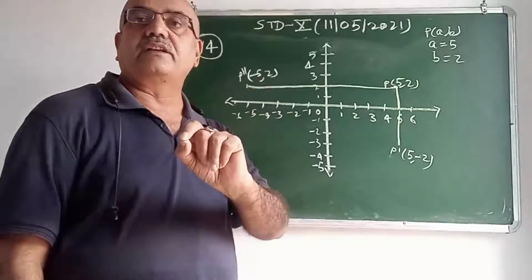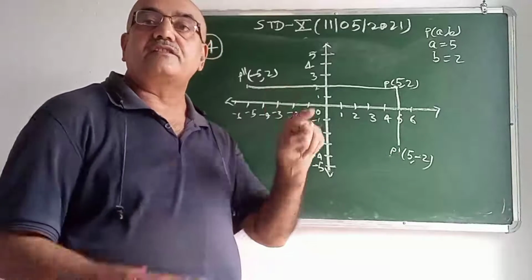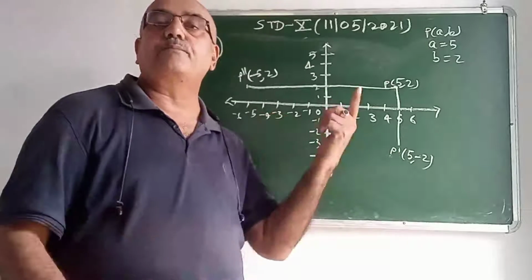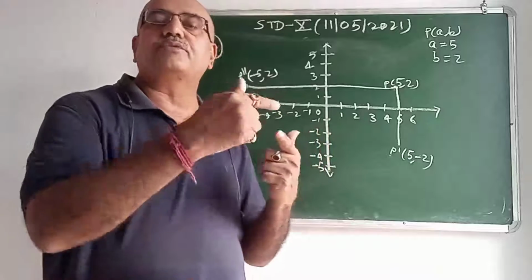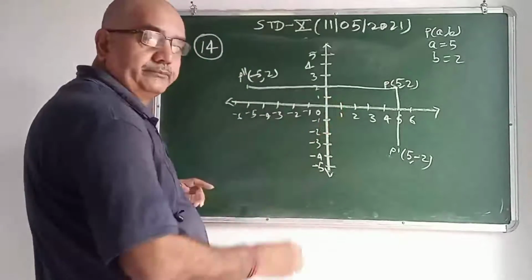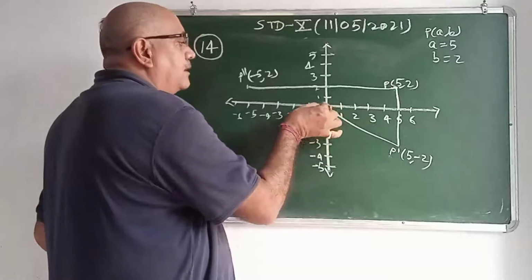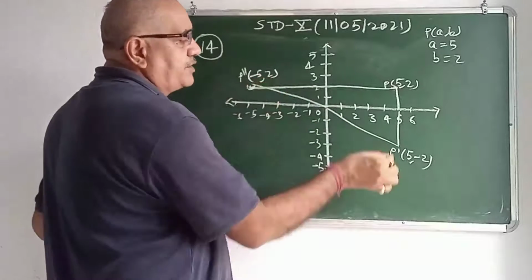Now the question is, from P dash directly to P double dash, through which point will we reflect so that we get the same point in a single way? That is the origin. So if we reflect P dash through the origin, we will get the same point.